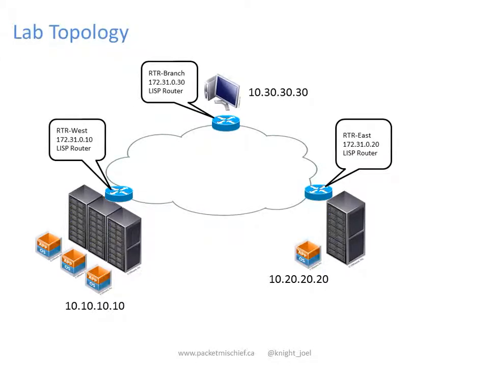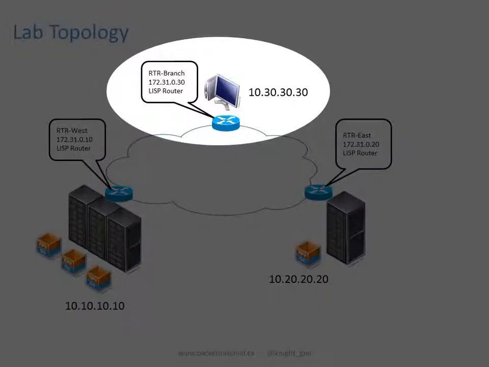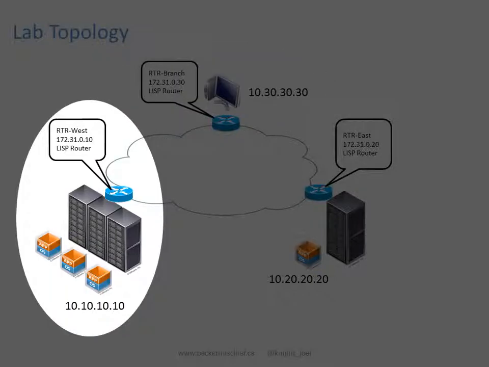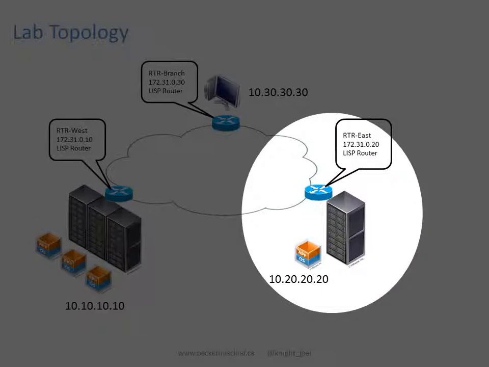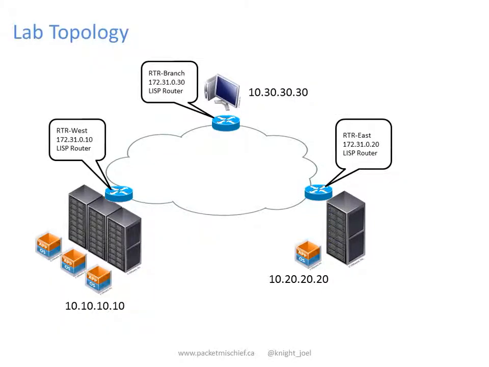Okay, so let's take a look at the lab here. So this is what I've got set up. We've got 3 locations. We have a branch site where the user is located. We have a production data center in the west, and we have a disaster recovery site in the east. Each of these sites has a router connected to the WAN cloud, which is performing the LISP function.